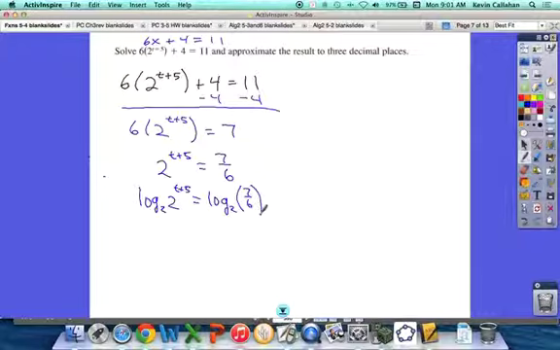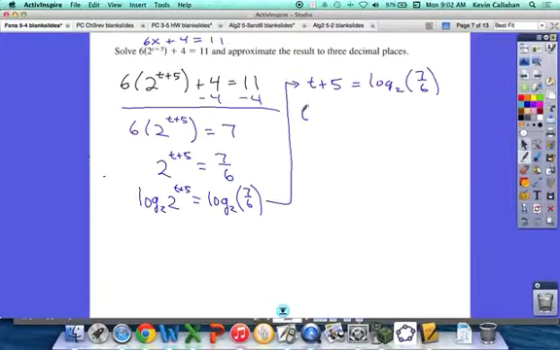And then how does the left side simplify? You're just going to get the exponent, right? Whatever there, that's what it is. So we're going to go up here. T plus 5 equals log base 2 of 7 over 6. Now this is the step that after you did take the log of both sides, it's possible there's a little bit more left to do to solve for the variable. In this case, you got to subtract 5. So we'll go t equals log base 2 of 7 over 6 minus 5.